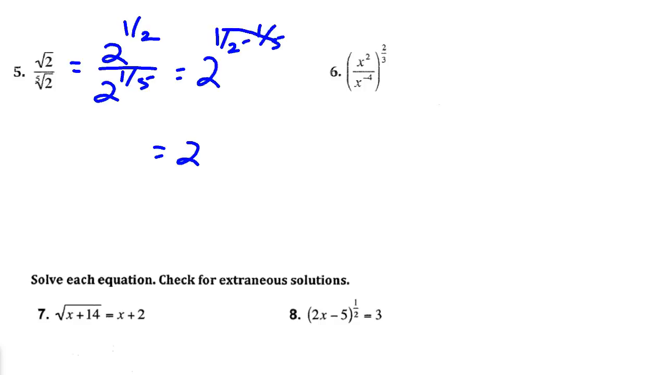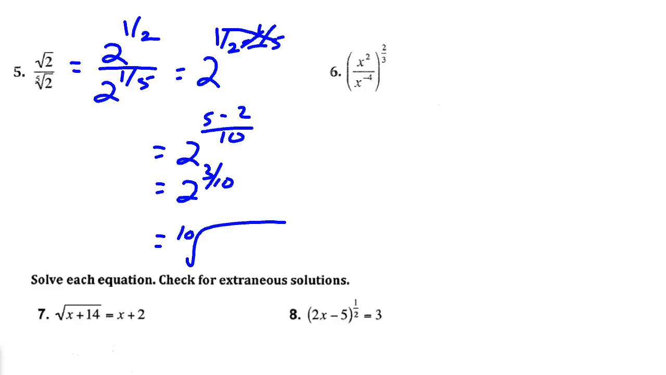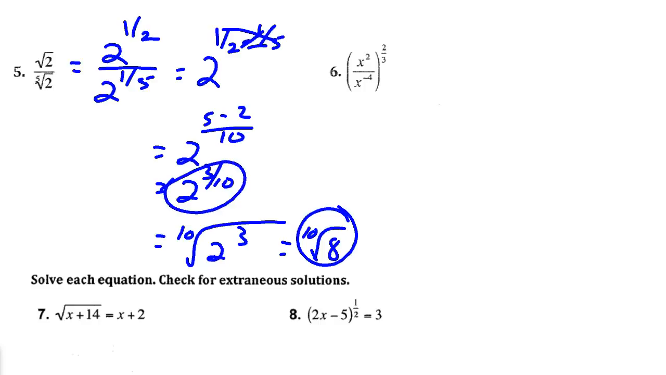1 times 5 is 5. 2 times 1 is 2, so it's 5 minus 2, all over 2 times 5 is 10. So it's 2 to the 3/10. Since it was in radical form at the beginning, I'm going to rewrite it in radical form here at the end. So it's the 10th root of 2 cubed, which we would change to the 10th root of 8. Okay? I would actually accept this answer right here, 2 to the 3/10, on the test. But in the book, when it started in radical form, we went to radical form.